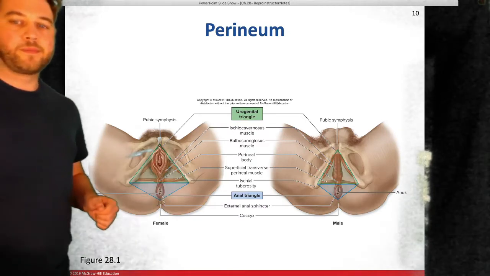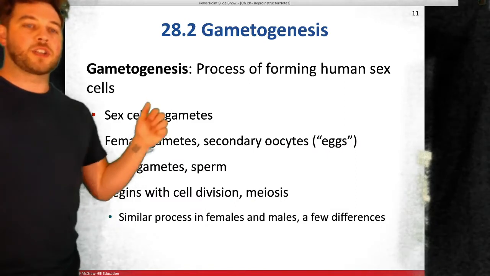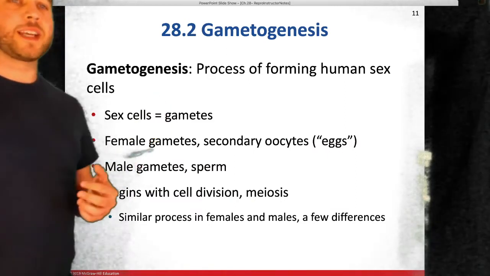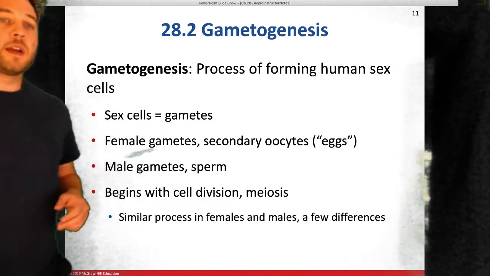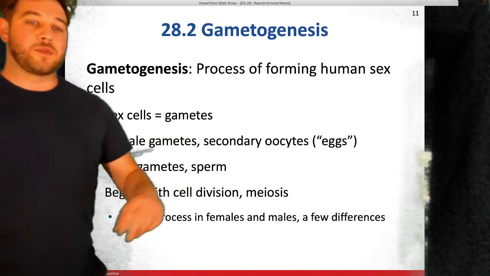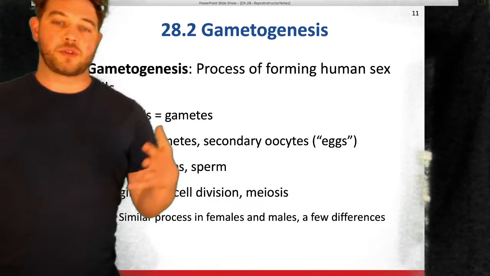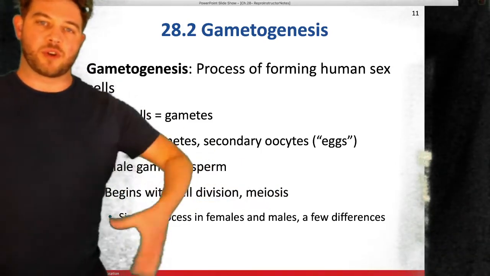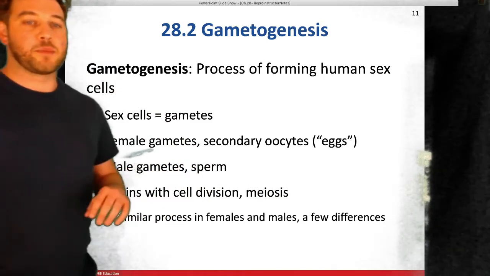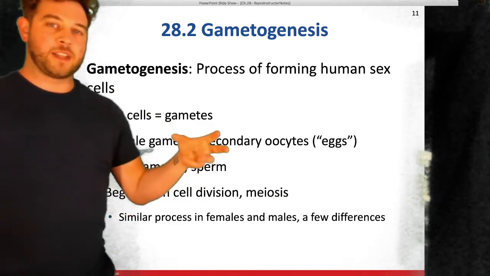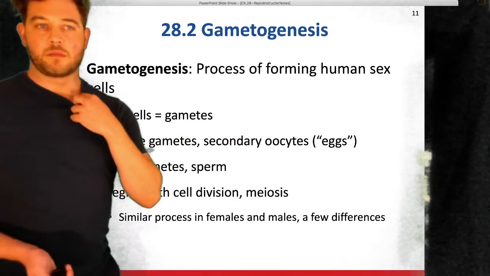And we're good. Okay, gametogenesis. It's the process of forming human sex cells. Again, those sex cells are going to be your gametes, your eggs, and your sperm. They begin with cell division, meiosis, as opposed to mitosis, which is just for your typical somatic body cells. Similar process in both males and females for the development of the gametes, but with some distinct differences.